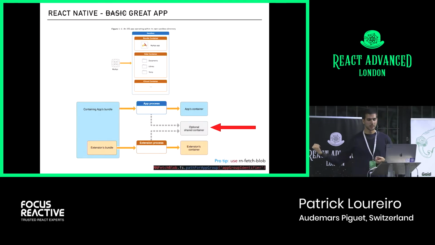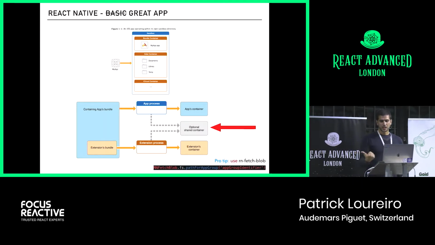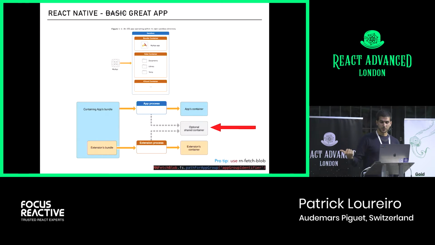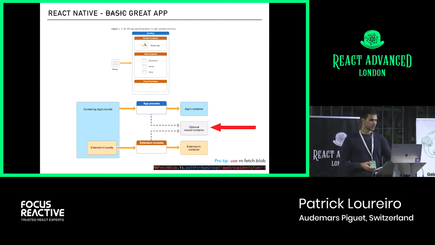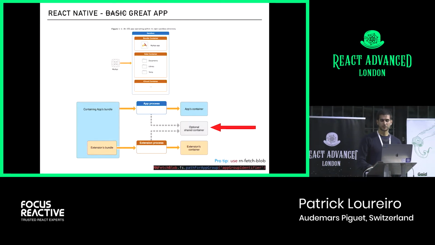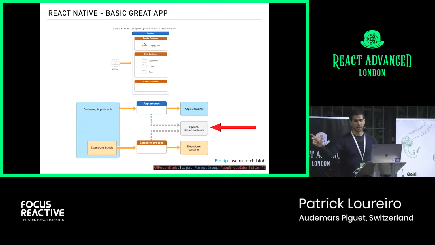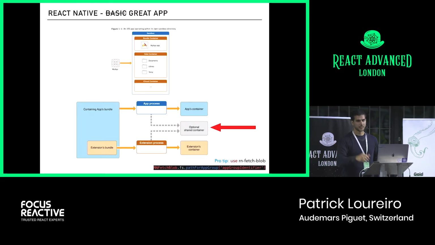Pro tip also, if you never did this, you can just check rn-fetch-blob. For me, it was very hard at the beginning to find a way from React Native to access it. So through the FS function, you can easily pass the group identifier.